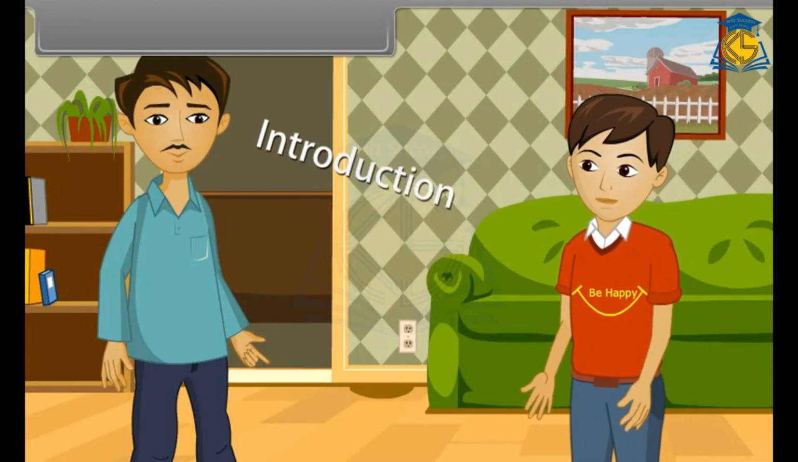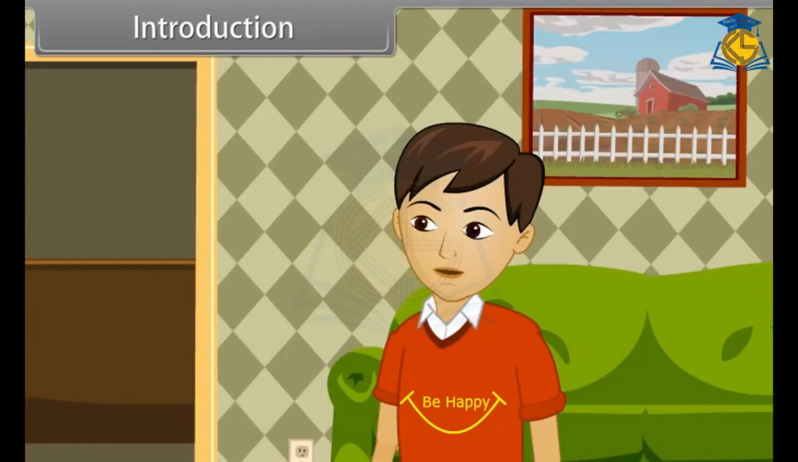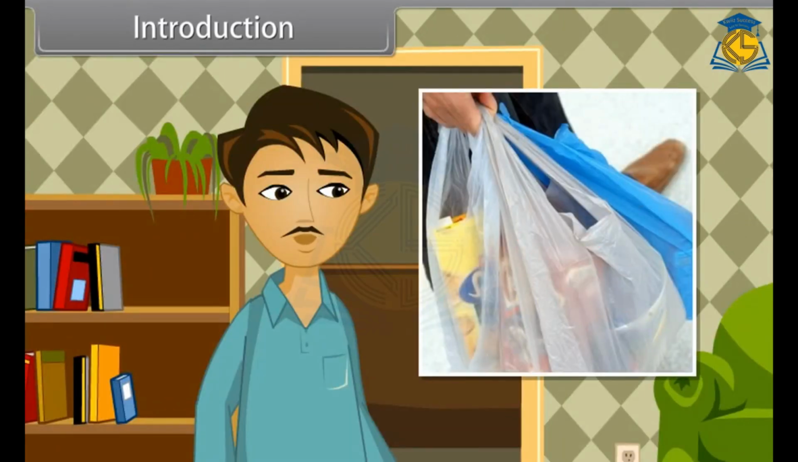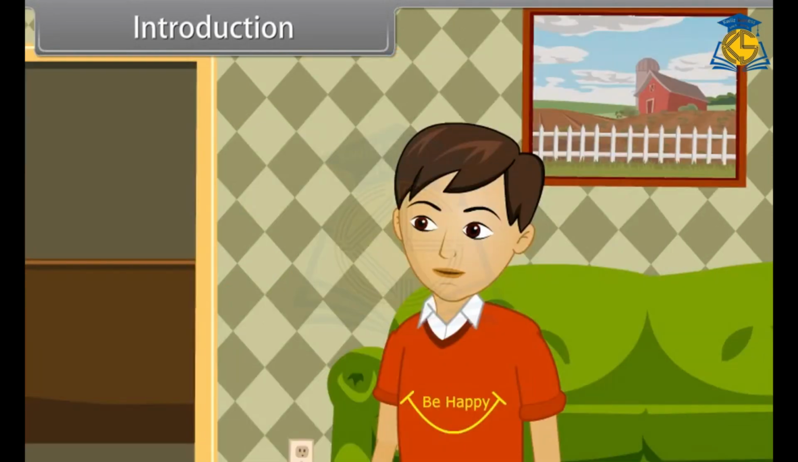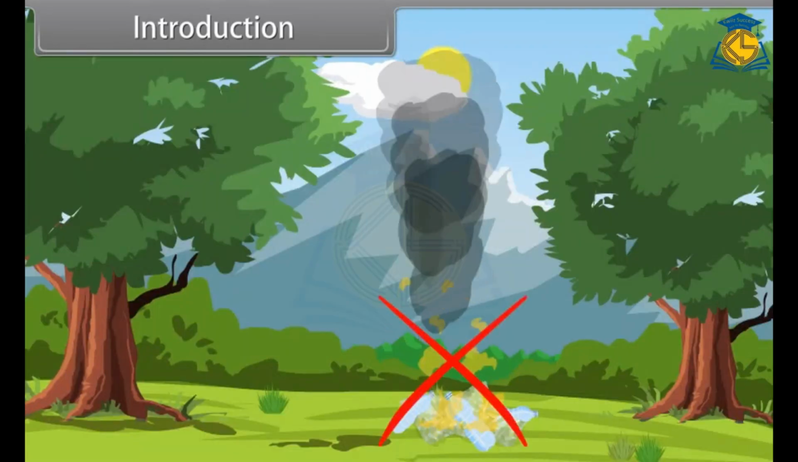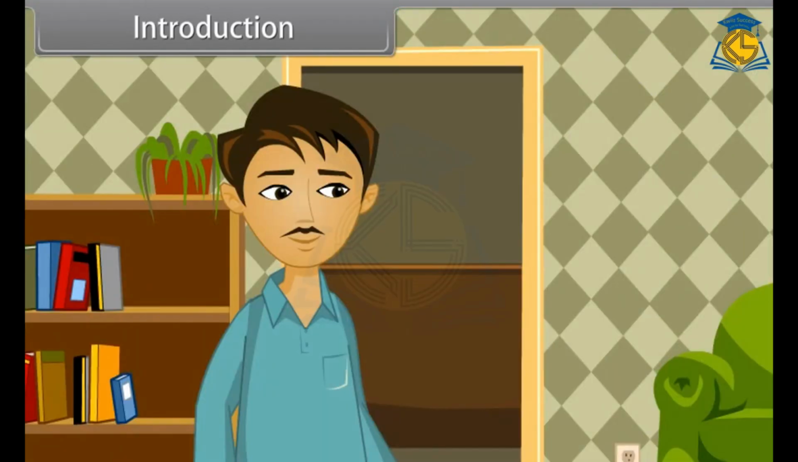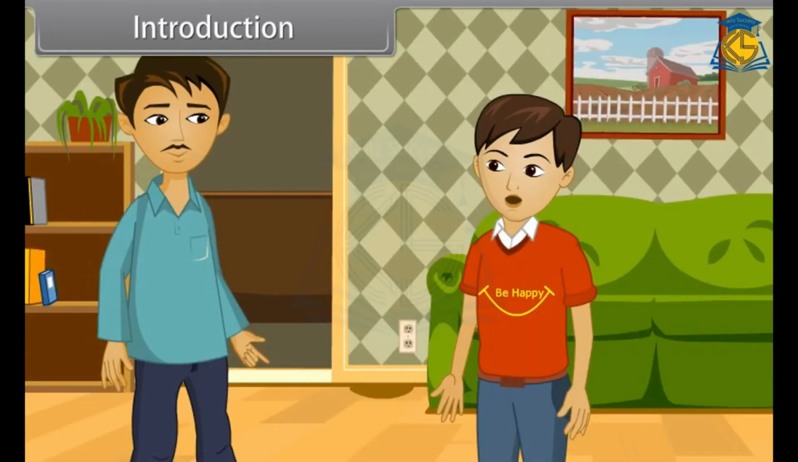Introduction. Good morning, Dad. How are you? I'm good, Karan. Where are you going? I'm going to market and I'm looking for plastic bag. You should say no to plastic bags, Karan. But why, Dad? Because plastic is very harmful for the environment. And once they're used, most plastic bags go into landfills. And on burning, they release toxic gases that are very dangerous to environment as well as human health. Okay, Dad. From today, I will not use plastic bags.